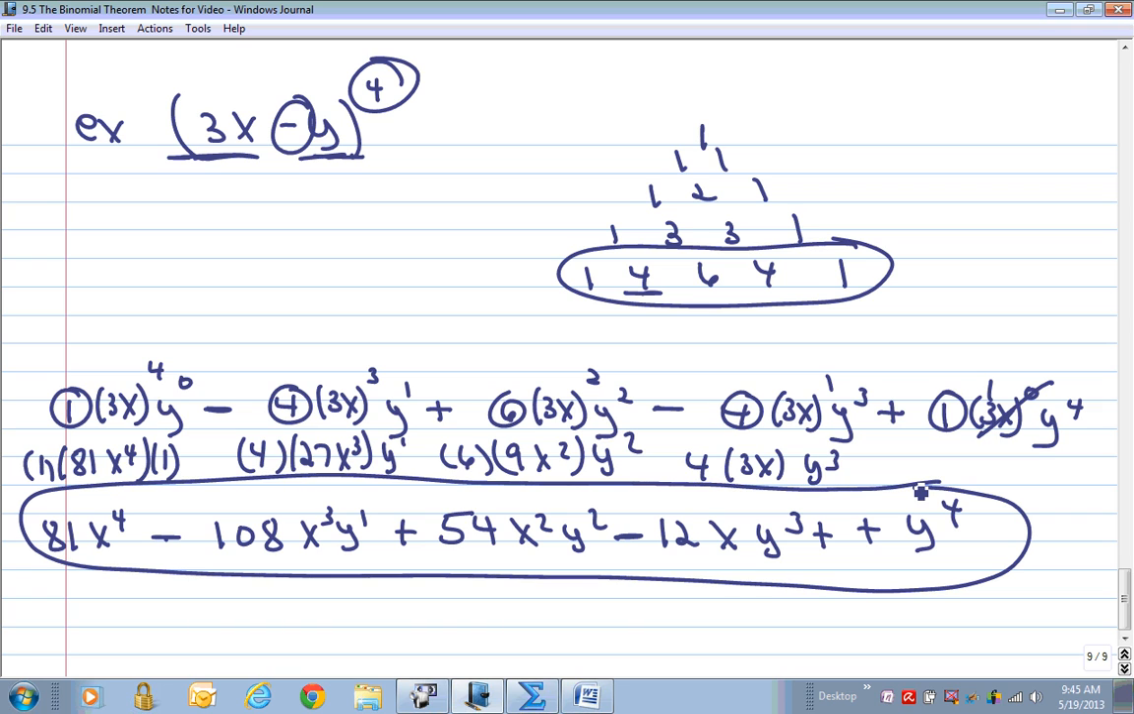I want you to contemplate for just a minute what it would be like if we had to multiply this all out. 3x minus y, 3x minus y, 3x minus y, 3x minus y. If we had to multiply all that together, and how much time and so many places for error, that this is such a time saver. Just like our original binomial shortcut was, this is the shortcut for binomial expansion. I think this saves you a lot of time. Hopefully you do too.